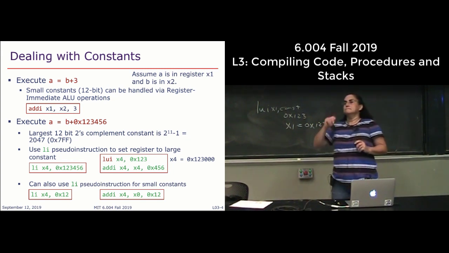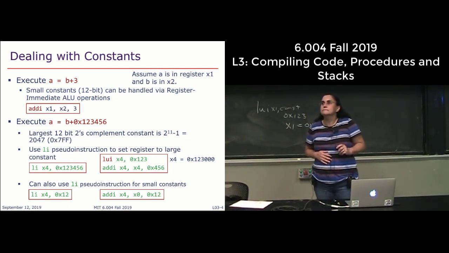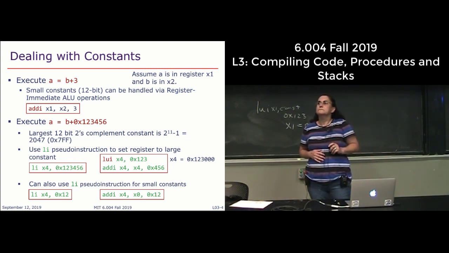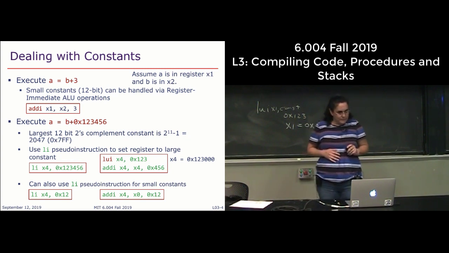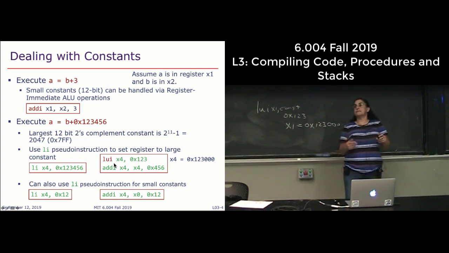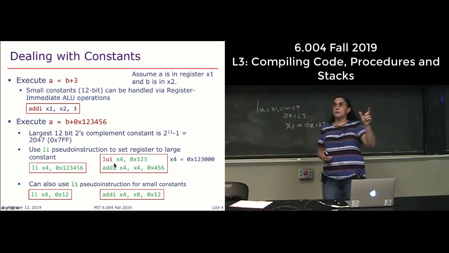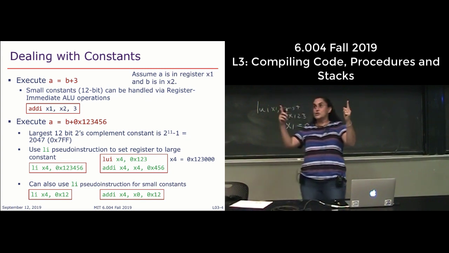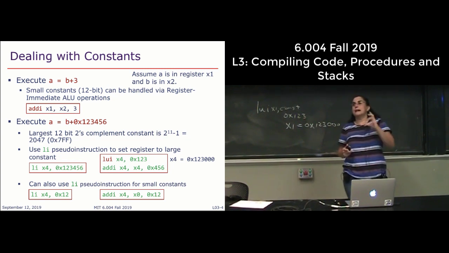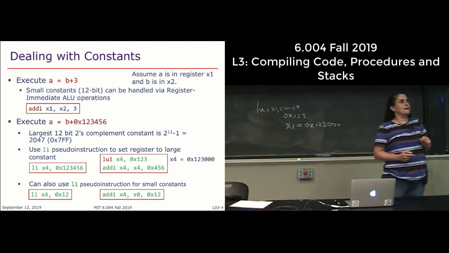Yes? Does load upper immediate call load immediate for the next one, or does it try to add it immediately? Sorry, you're talking about this next one here? Or are you talking about up here? Yeah. So load upper immediate is actually one of the RISC-V instructions. So the load immediate pseudo instruction, when presented with a large constant, will translate by the compiler into these 2 instructions. So it'll actually execute 2 RISC-V instructions to achieve this. Okay? Any other questions?